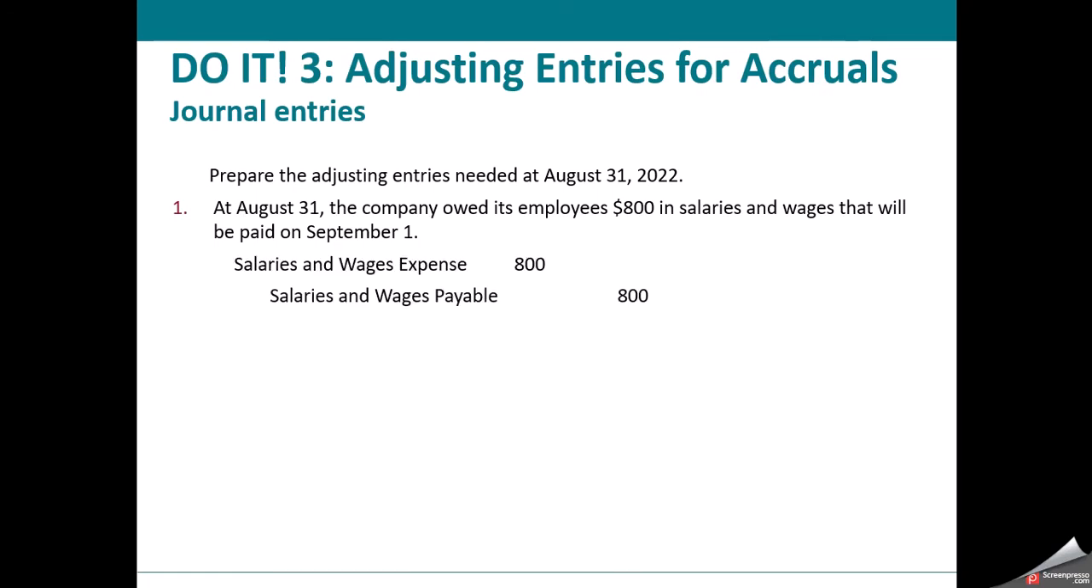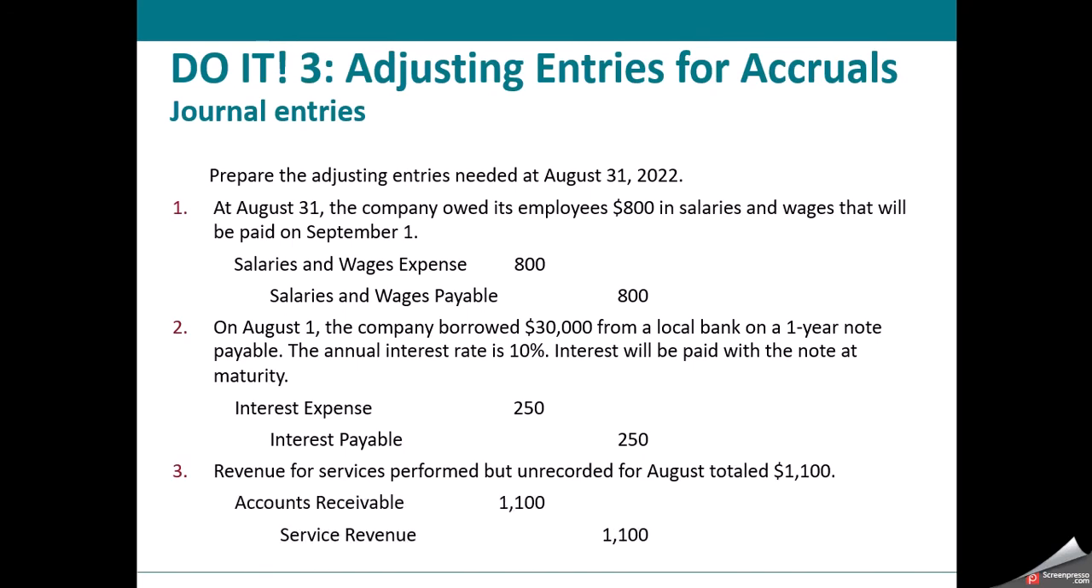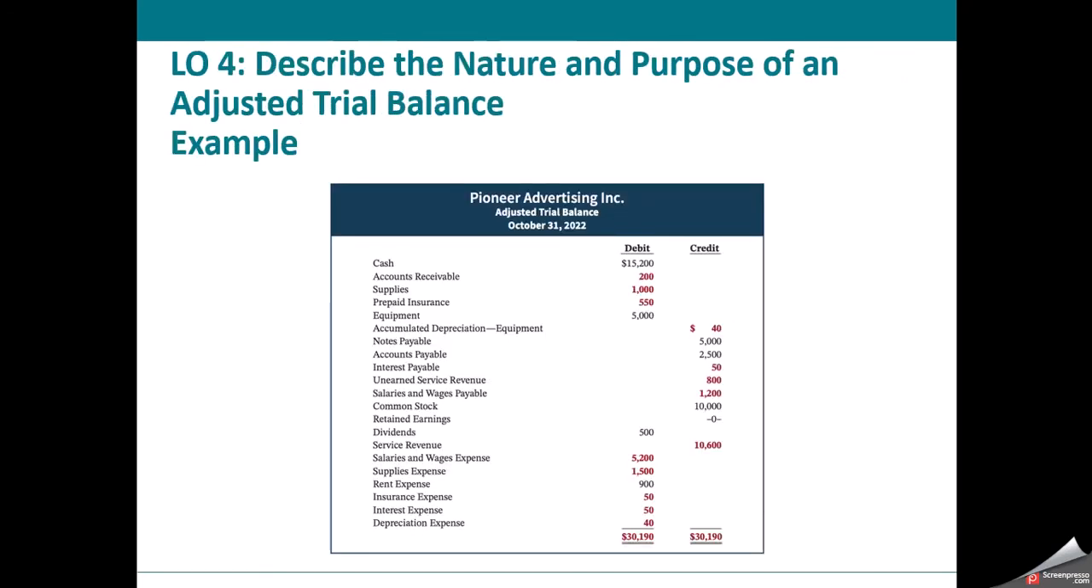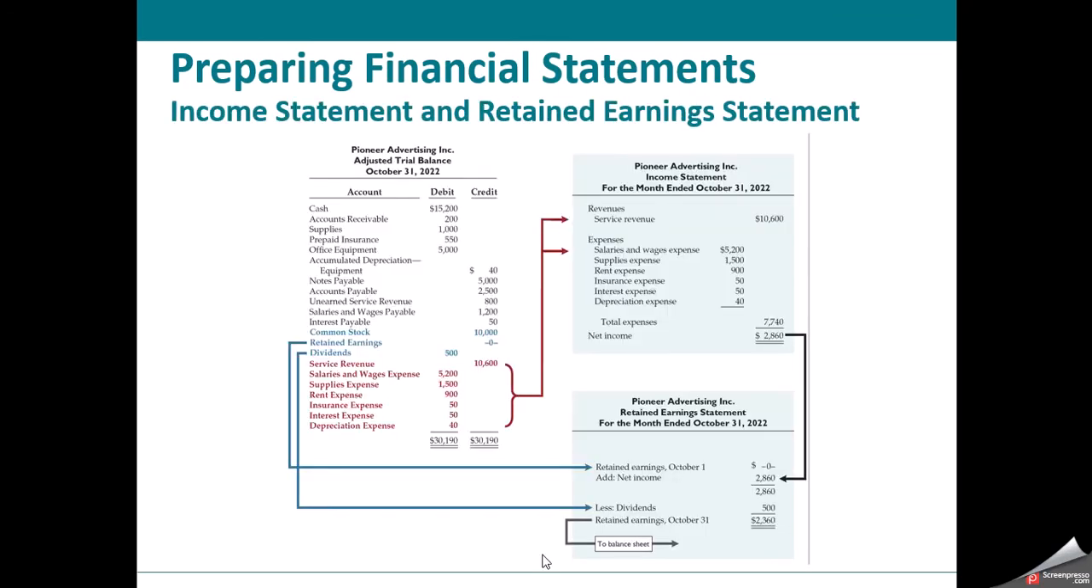I'm going to skip through, I think, these do it exercises and move to our next objective. So we have the trial balance here. This is our adjusted trial balance. So it's after we've made these adjusting entries. Then now from this, we can prepare our financial statements. So once we've done our adjusting entries, we can prepare our income statement, our statement of retained earnings, and our balance sheet.